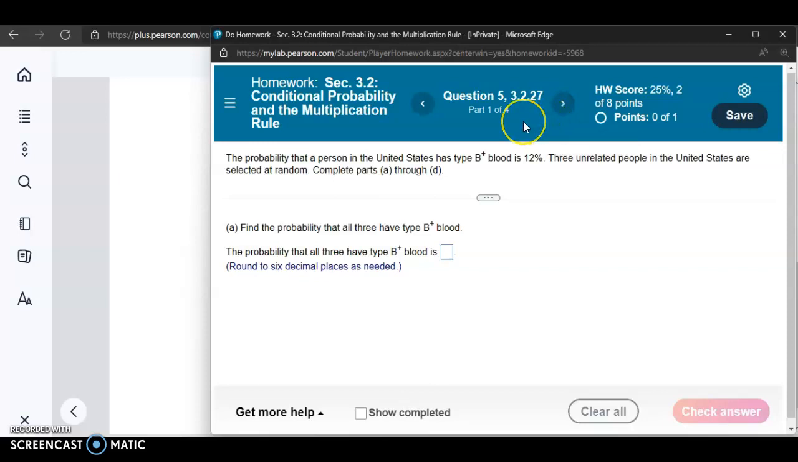And let's look at question 5. The problem says that the probability that a person in the United States has type B positive blood is 12%. It says that 3 unrelated people in the United States are selected at random, and we're going to complete parts A through D. Okay, so part A says find the probability that all 3 have type B positive blood.